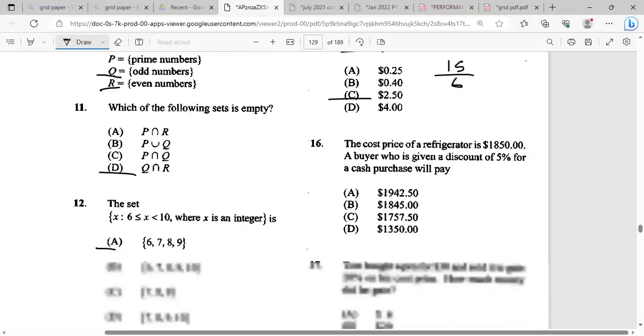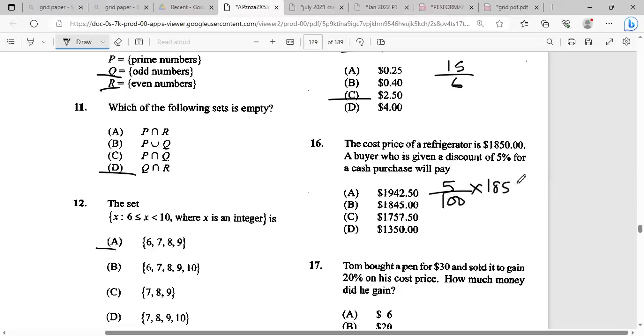This one looks new. The cost price of a refrigerator is $1,850. A buyer who is given a discount of 5% for a cash price will pay. All right, so a discount. So what we need to do is find 5% of this. This one looks very new, even though it's an old paper. I haven't seen this one in a while.